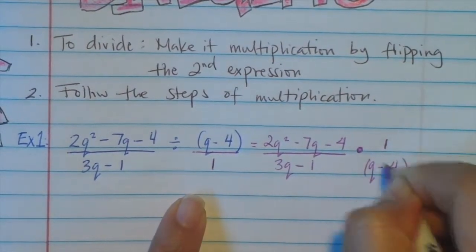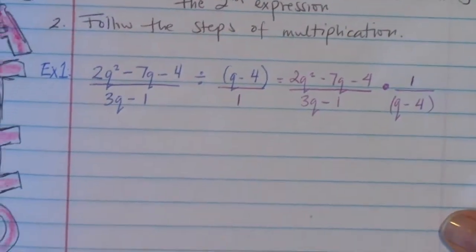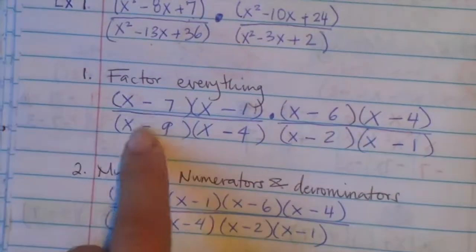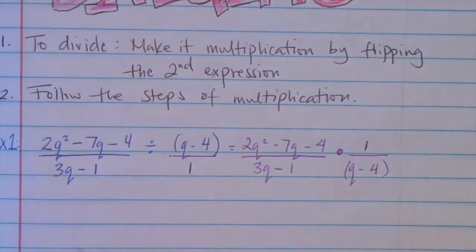So 1 over q minus 4, just like we did when we were multiplying and dividing fractions. And that's it. Then follow the steps of multiplication. So this really becomes another example for multiplication. Alright, so it says factor everything completely.